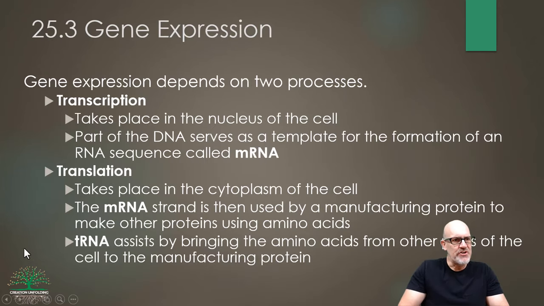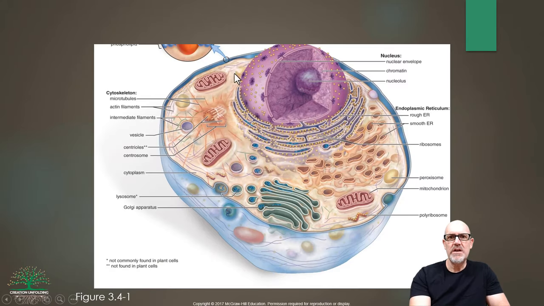All right, so gene expression. Gene expression has two parts: transcription and translation. Transcription occurs inside the cell nucleus. Translation occurs outside the cell nucleus, in the cytoplasm of the cell. So here is our cell. Here is the nucleus, and your DNA is inside the nucleus. Your chromosomes are inside the nucleus once that DNA condenses, and of course your genes are obviously inside the nucleus as well. So transcription occurs inside the nucleus.